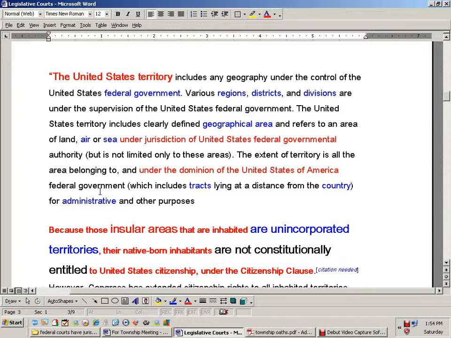The extent of the territory is all areas belonging to and under the dominion of the United States of America, small f federal government, which includes tracts at a distance from the country for administration and other purposes. So, they're talking about you being in Germany or something having a problem, right? If you're actually considered, your body's part of the U.S. territory and it's under federal law and nobody better mess with it. Small f federal law is just the law of nations. It's the organic laws. It's the best kind of law you can find.